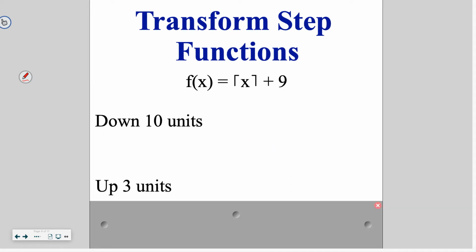You might already have a step function that has been transformed a bit, and it wants us to transform it more. So in this case, I'm using the ceiling as an example. The exact same rules would apply to the floor. So now it says the ceiling of x plus 9, that's our original function. It wants us to go down 10 units. So from there, we need to subtract 10 units, giving me a -1. So my new function, g of x, is going to equal the ceiling of x, and then we're going to be subtracting 1. That's 10 units below where we started.